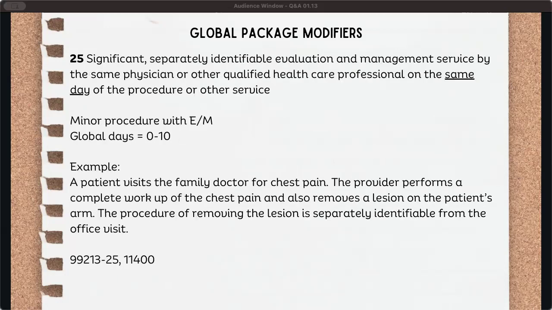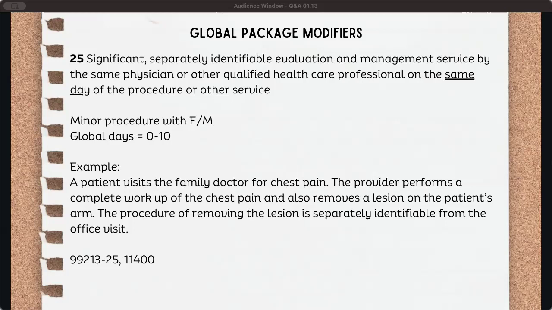Okay. Our modifier 25, this is going to indicate that the evaluation and management service was a significant and separately identifiable evaluation and management service by that same physician or other qualified healthcare professional. And the difference is this is going to be on the same day of a procedure or another service. So it's typically used when your documentation supports an evaluation and management service, as well as a minor procedure that's performed on the same day. Your minor procedure, that's going to be a procedure that has either a 0 or a 10-day global period.